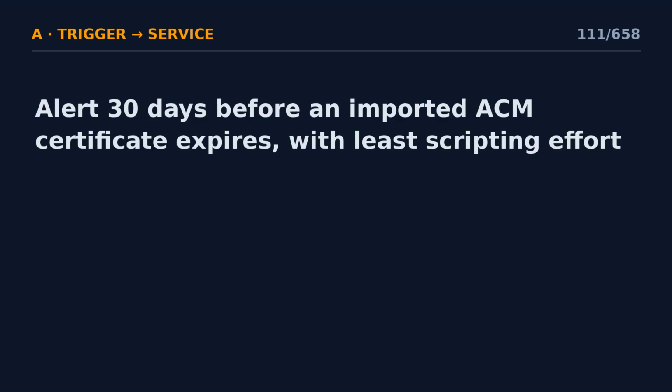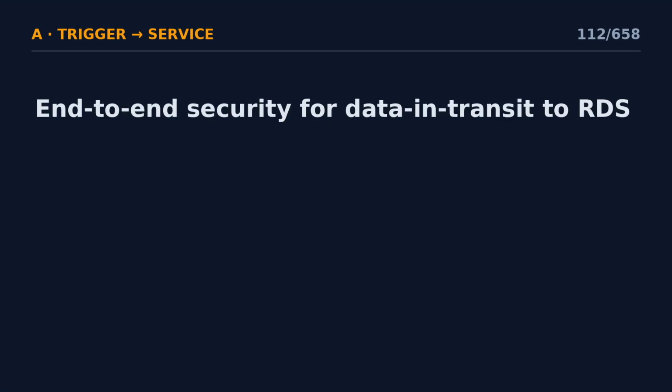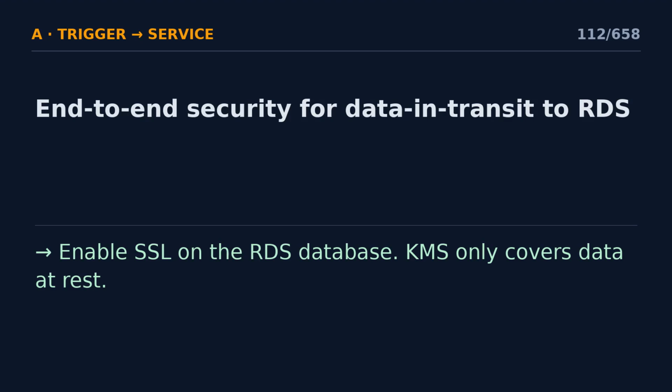Alert 30 days before an imported ACM certificate expires, with least scripting effort. Answer: AWS Config managed rule ACM certificate expiration check with SNS notification. End-to-end security for data in transit to RDS. Answer: Enable SSL on the RDS database. KMS only covers data at rest.